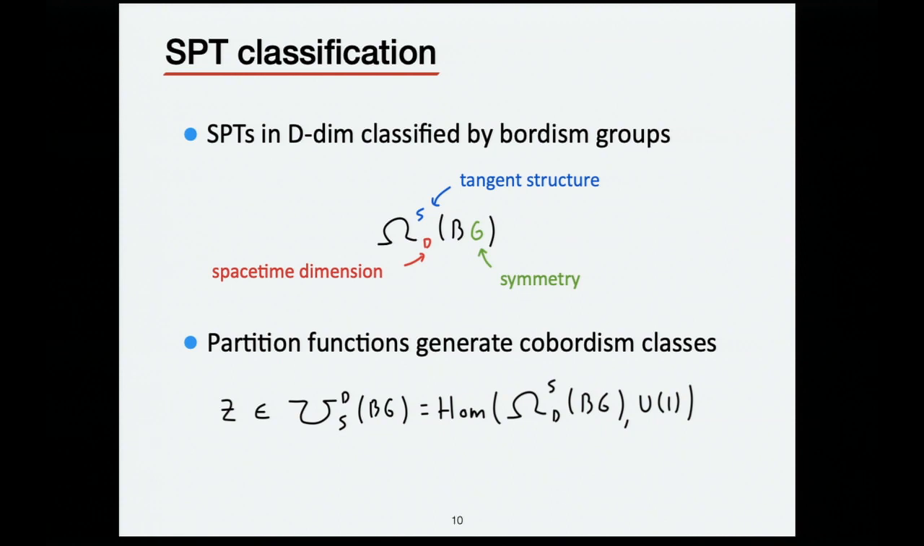And what are partition functions? Partition functions are just something that, for any given manifold with some structure, gives me a phase. So these are just the dual. They generate bordism classes, which I will denote as inverted omega, which is just some map from these classes of manifolds to U(1).